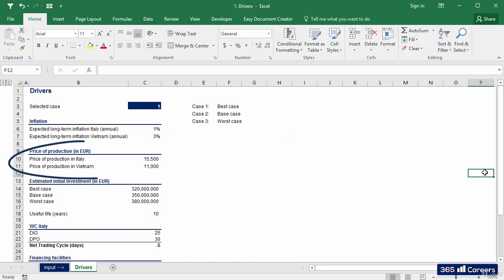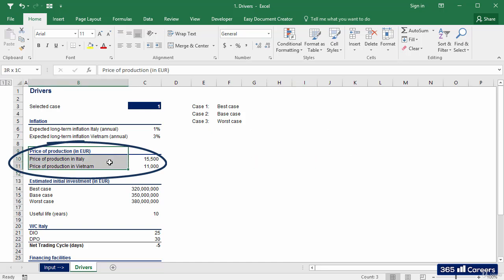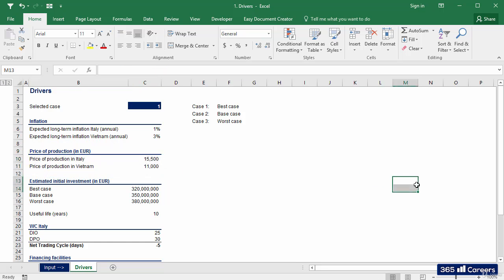Very good. Here, we have the price of production in Italy and in Vietnam. This is an output we've received from our business partners in operations and financial controlling. They have carefully studied the various costs sustained in Vietnam and expect the company will be able to realize €4,500 of savings per car, which is a considerable amount.